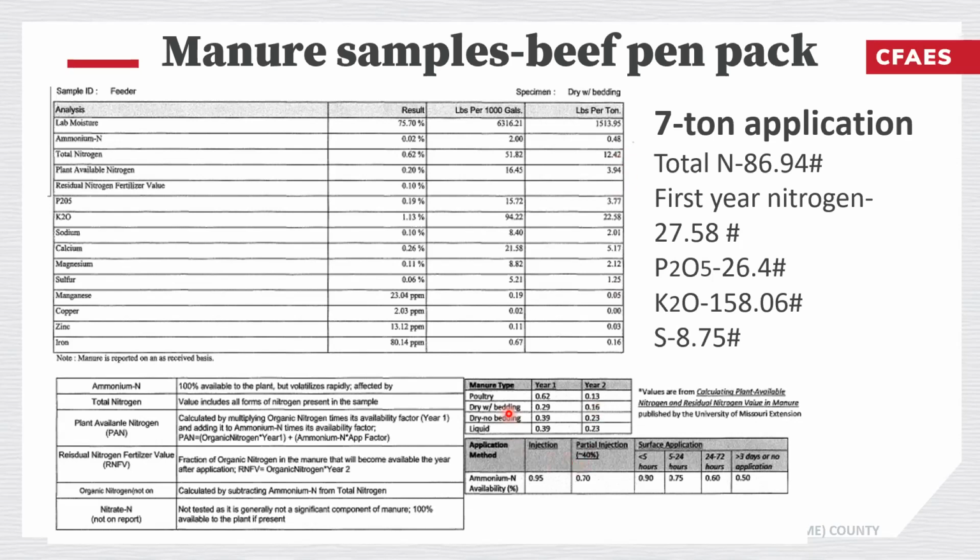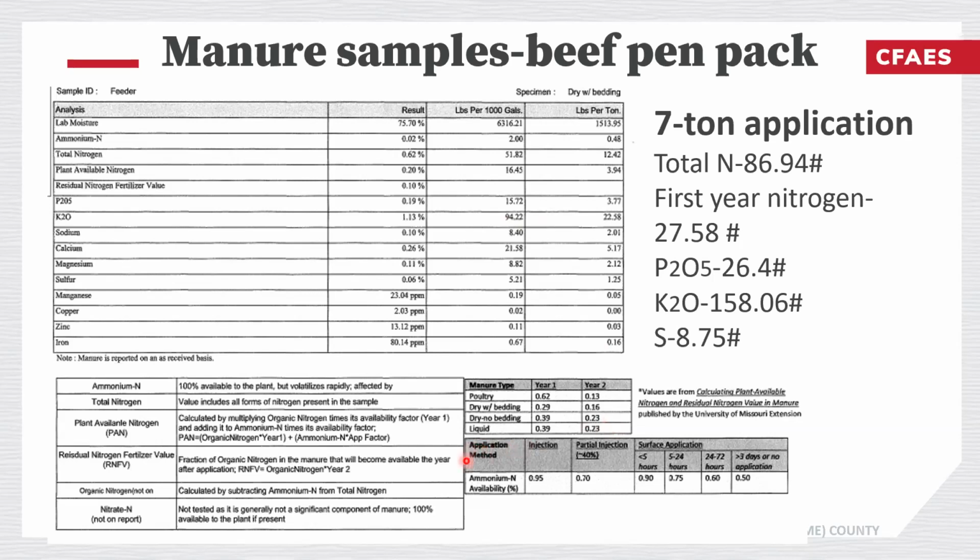So if we come down, each lab is different. This lab is kind of nice in that they give us some of these calculations already done for us. When we look at nitrogen over time, we have dry manure with bedding or pen pack manure, even though it's fairly wet, about 30% of the total nitrogen is going to be available in the first year, and then 16% in the second year, and then the residual is in the soil for years 3 and 4. It gets harder to calculate those longer term nitrogen availabilities.